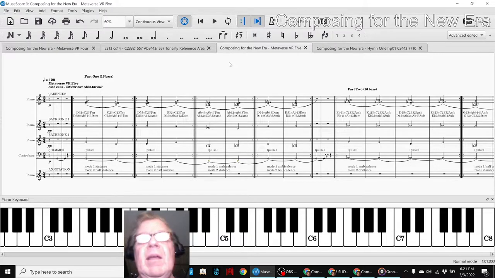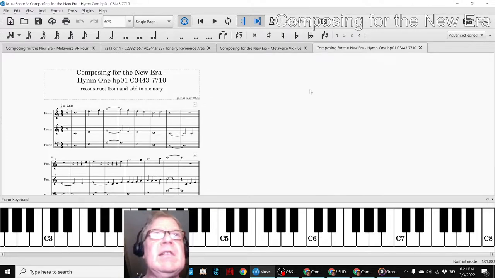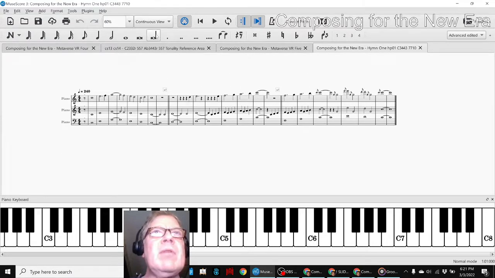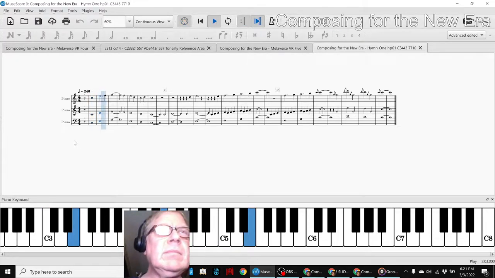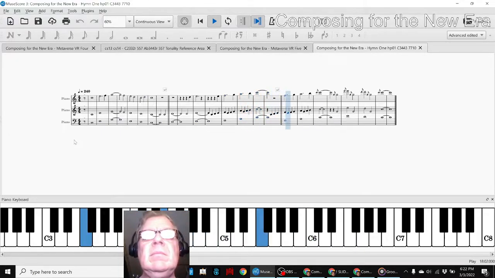Now, before we do that, another riff that we worked on was something in the regular C diatonic scale that we called Hymn 1. This was done straight from memory, and it sounds like this. So that may sound very familiar to some of you.